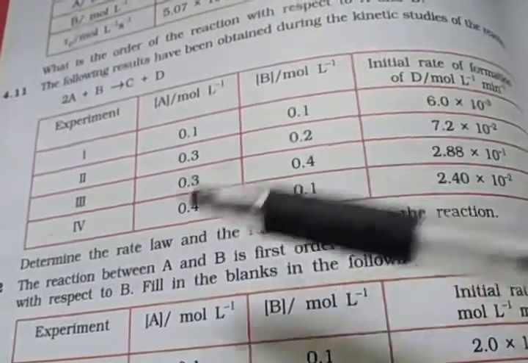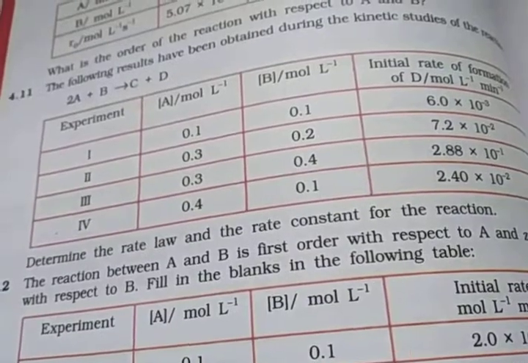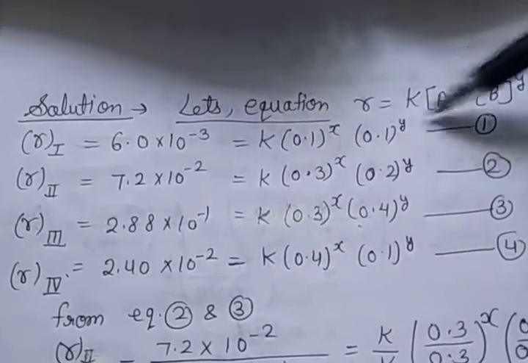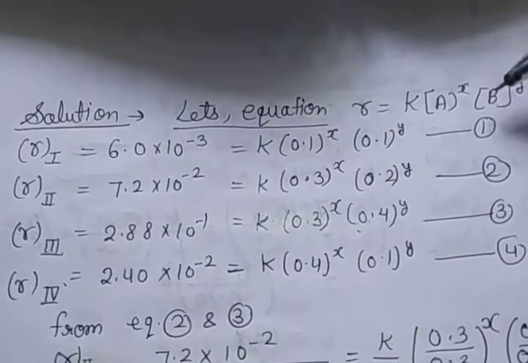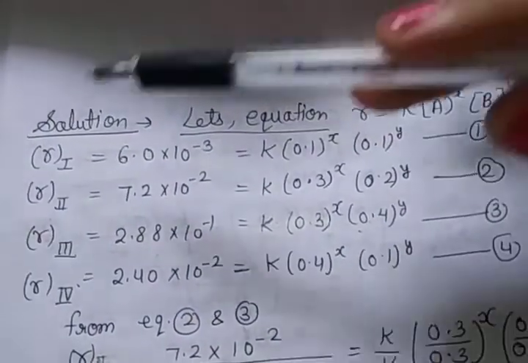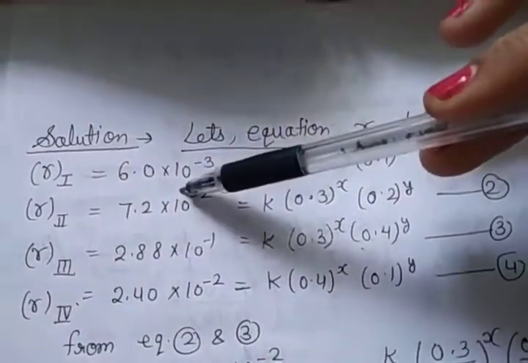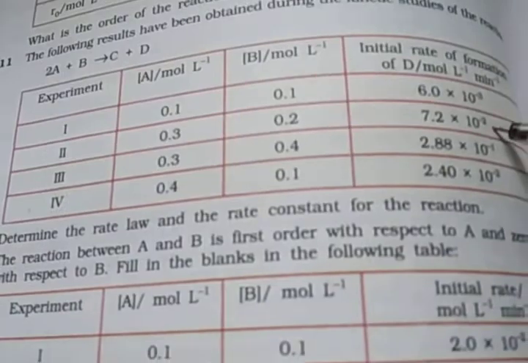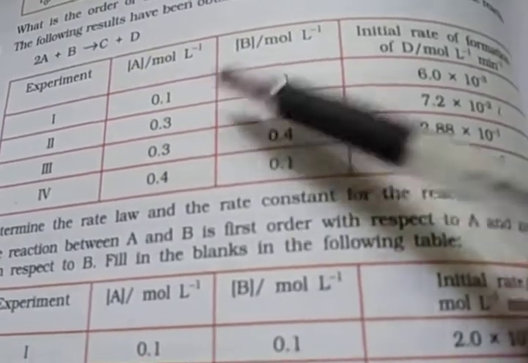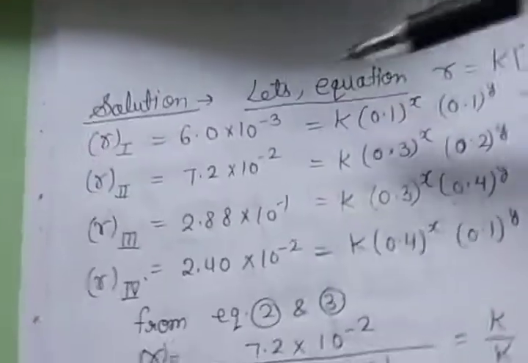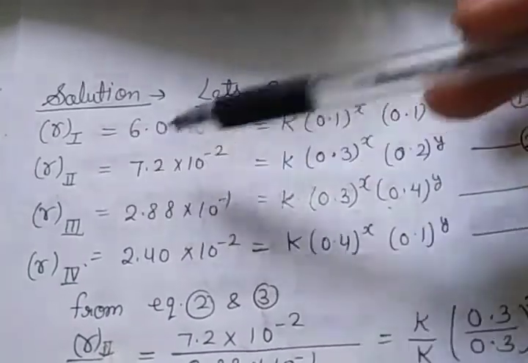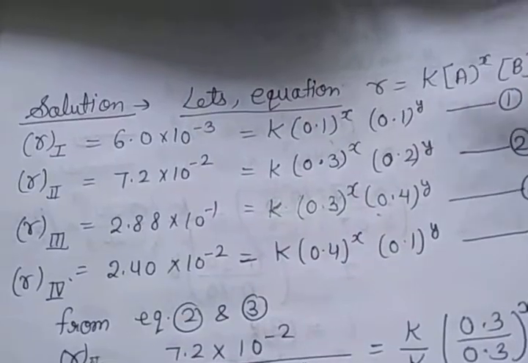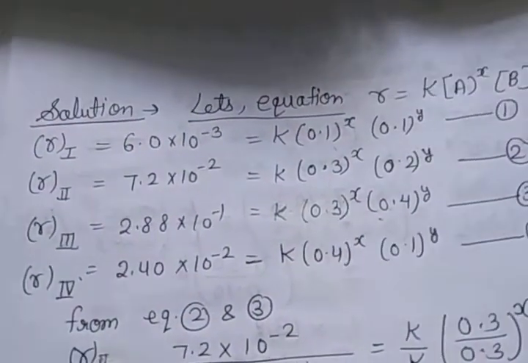So the k value and the rate law both we have to find from the table. Let the equation be r = k[A]^x[B]^y. First, the rate of reaction given: r1 is 6.0 × 10^-3, and then the A value and the B value given. So one by one, r1 = k (0.1)^x (0.1)^y. This is the first equation.